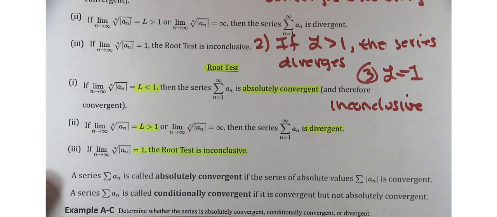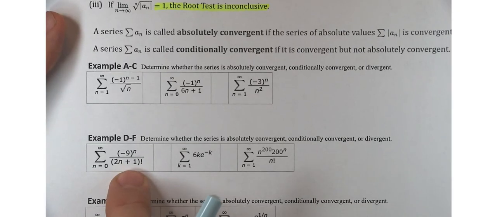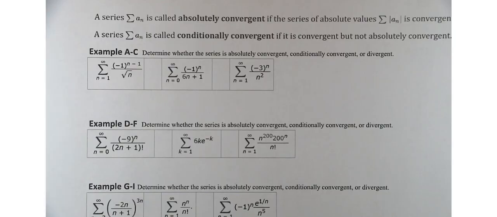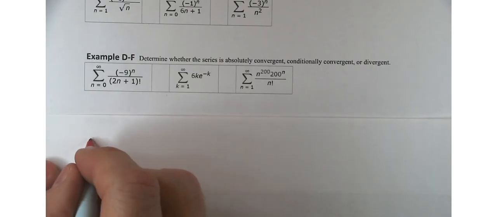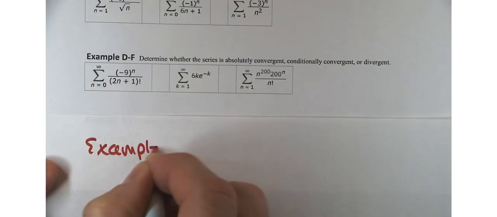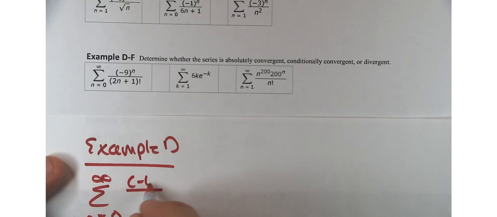Let's start with this one right here, and we'll work on a couple of these things. We're going to start with example D here. So I apologize for not starting at the beginning. Example D. We've got the sum from n equals 0, which is interesting because you're not starting at n equals 1, but that's okay. Where you start is just going to represent a finite number anyways. 2n plus 1 factorial.